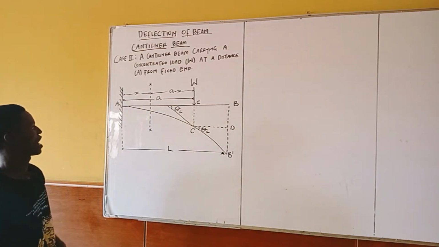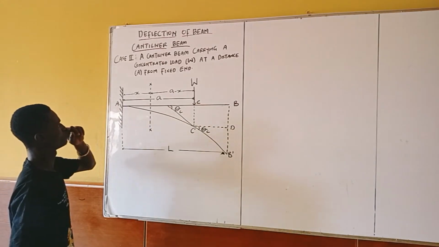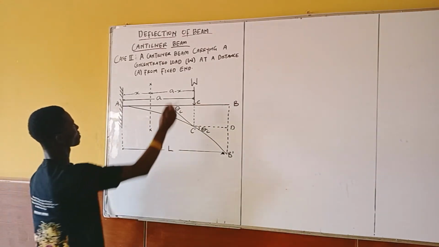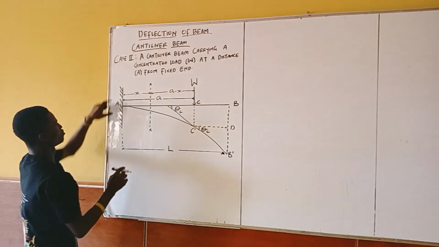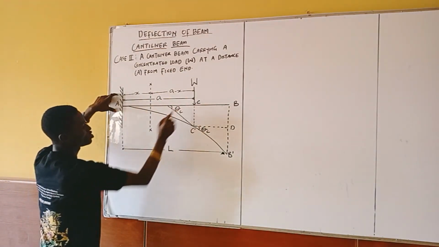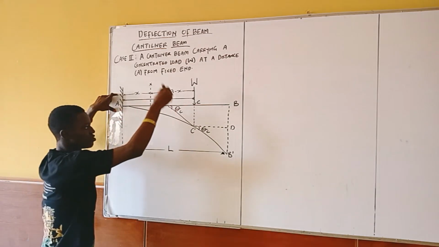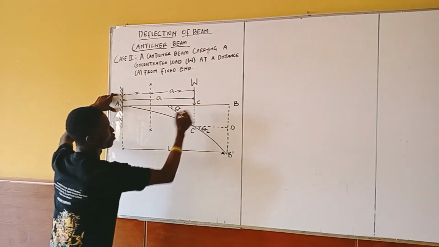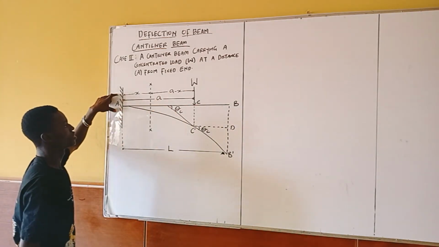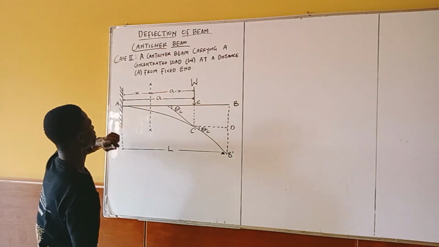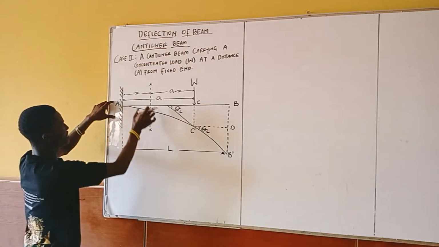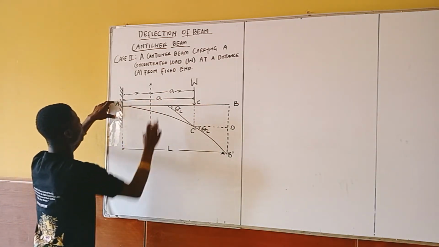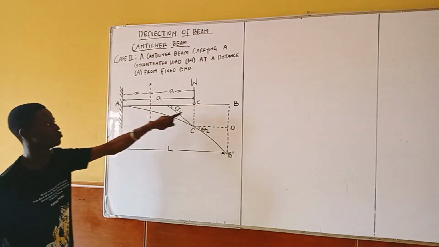And if you look at this case 2, they told us that our load W is at a distance A from the fixed end. So this is the distance at which the load is placed on the cantilever beam. I name the point as my point C. If you look at the beam very well, L is the total length of the beam, and A is the distance between the fixed end and where the load is placed.